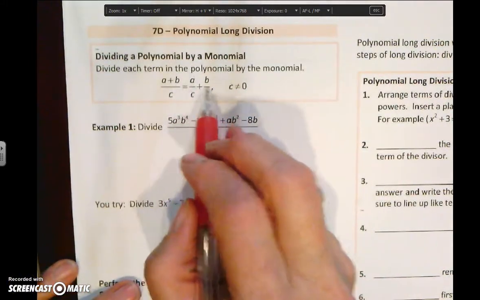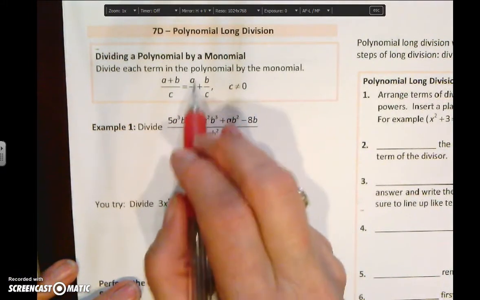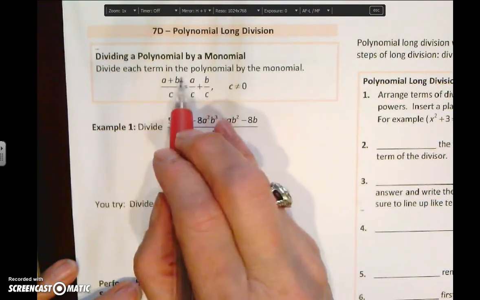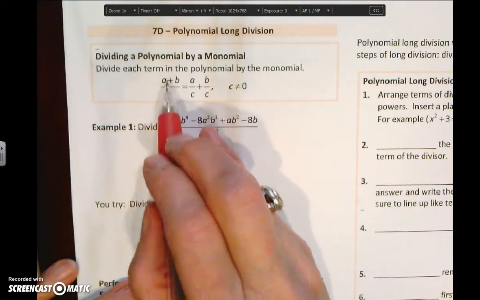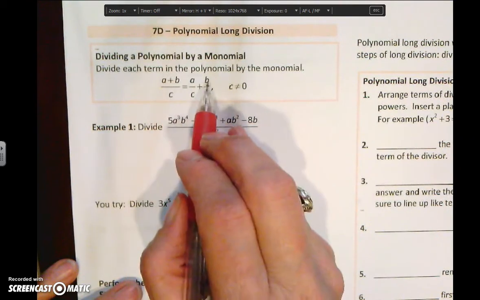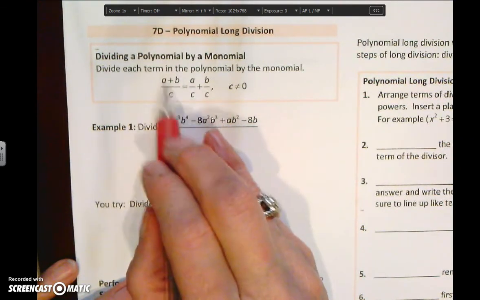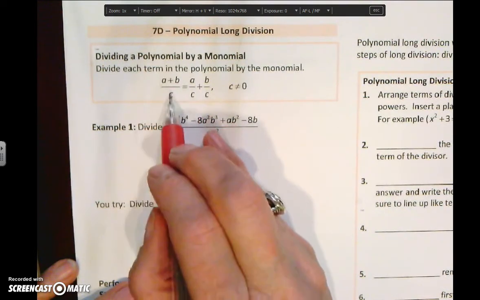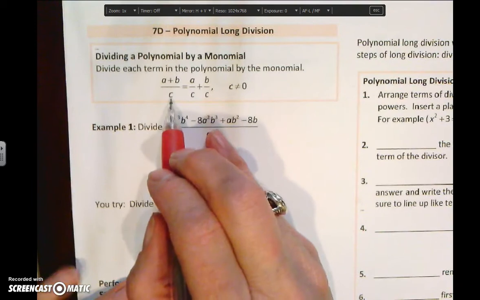Whenever you think about adding fractions, you keep your common denominator C and you add your numerators, A plus B. Today we're going to be thinking about it going the opposite direction. So if we have this, it will go back the other way and split up into A over C plus B over C.